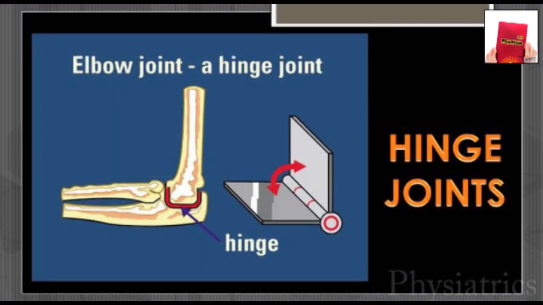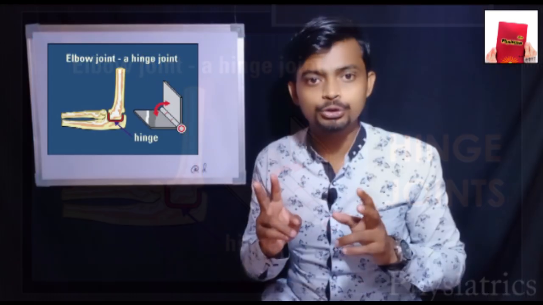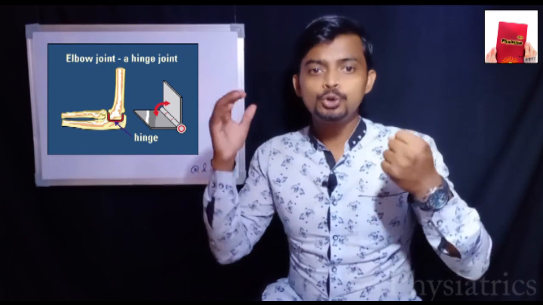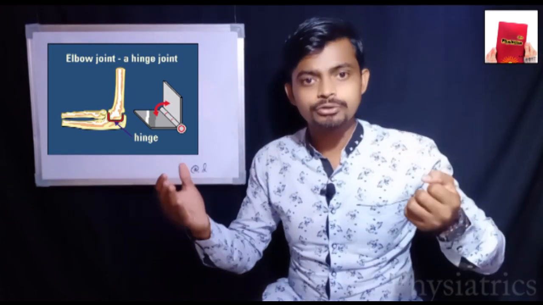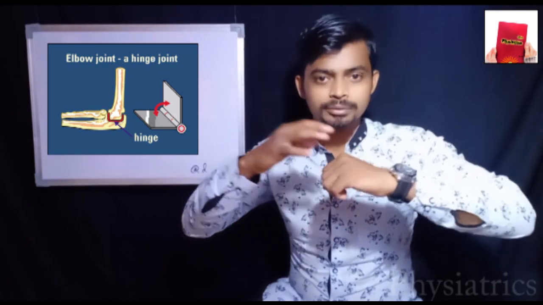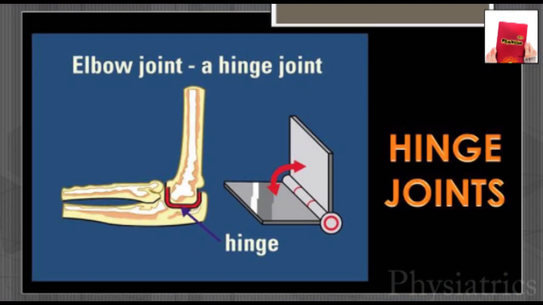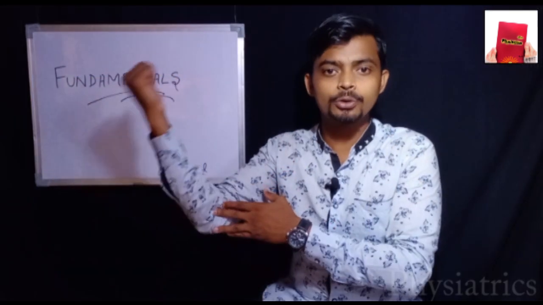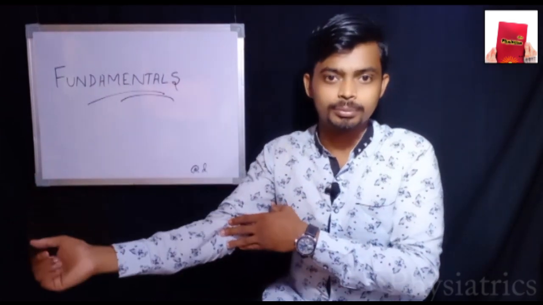Next joint is the hinge joint. This hinge joint provides two-dimensional motion, and here two bones are molded in such a way that they converge and fit into each other. Like it is found in the elbow joint, where only two-dimensional movement is possible, like the forearm is brought towards us and moved away from us.